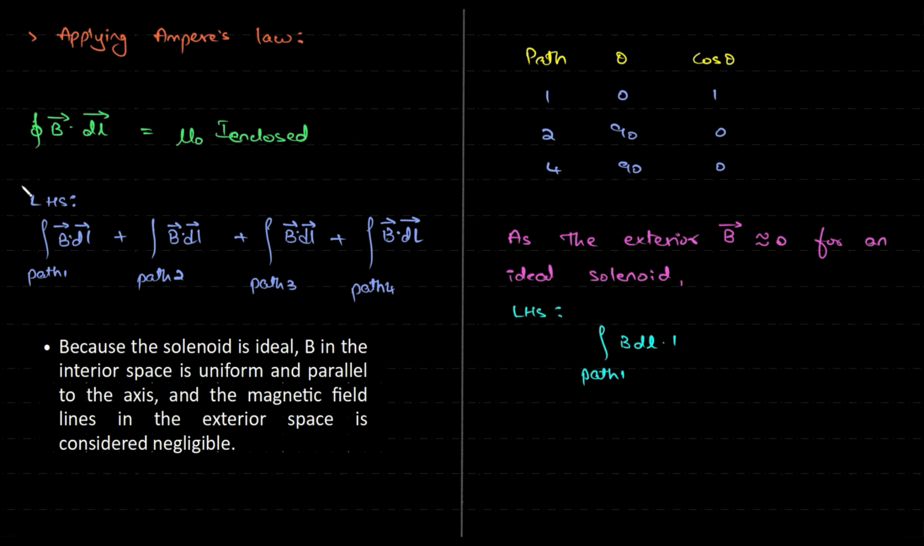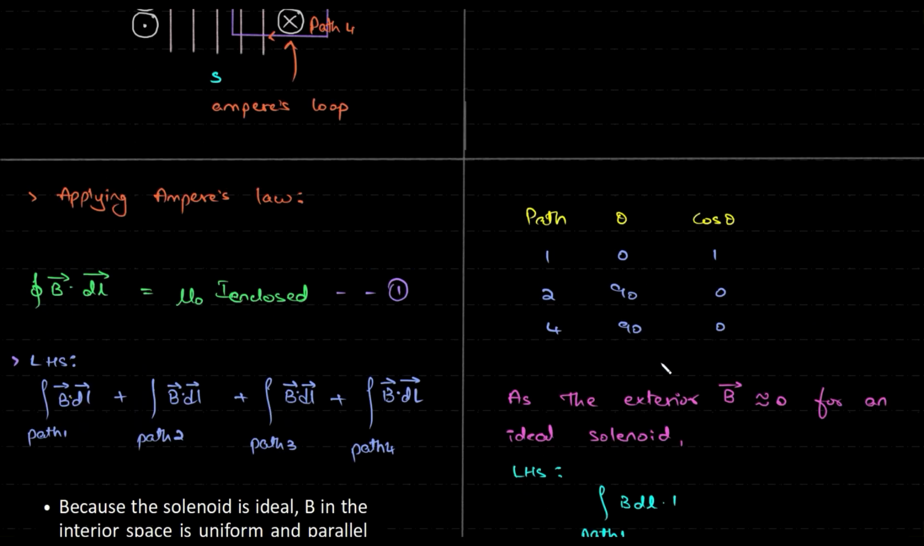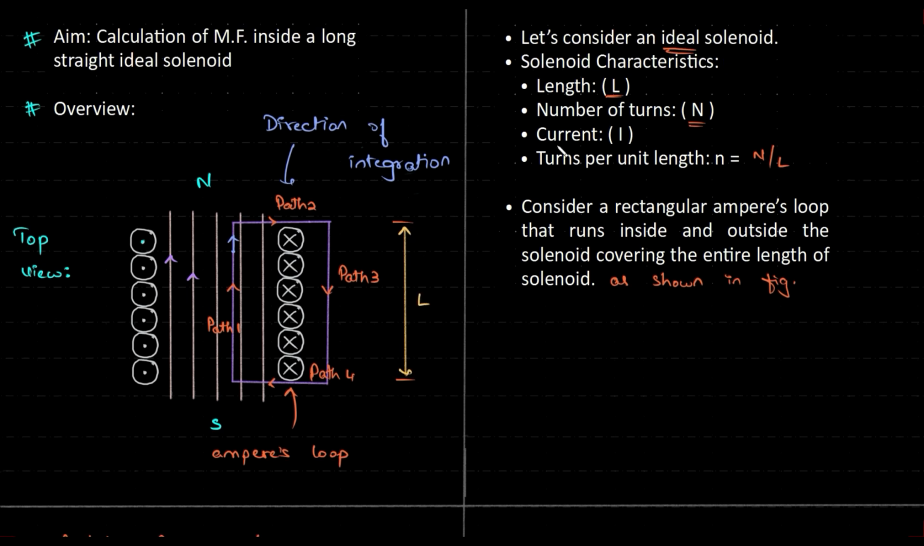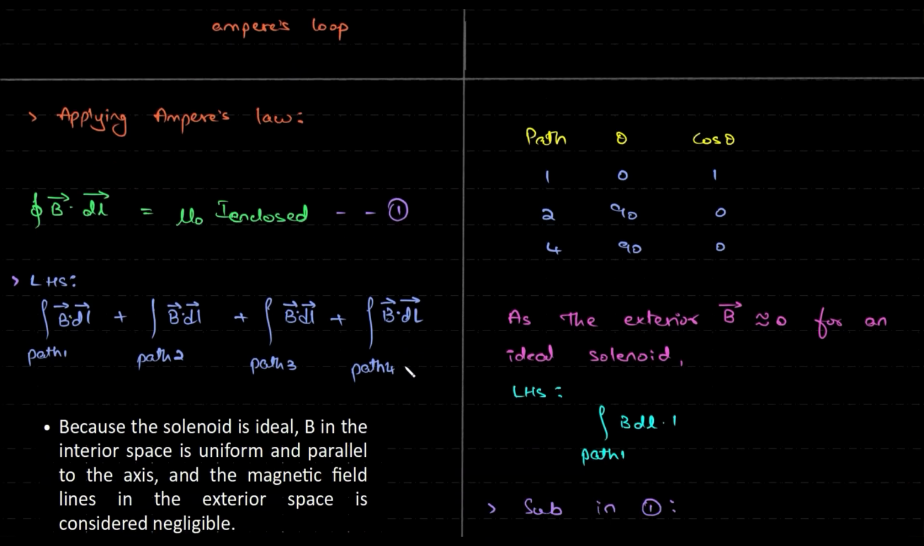Okay, so let's move on to 1. So let's go back to 1. Substituting in 1, what do we end up with? We have the integration of the entire length of dl in path 1. What does it lead to? This entire length is, if I add all of this, what will it lead to? Length L, that's the length of the solenoid. So we are taking it for the entire length.